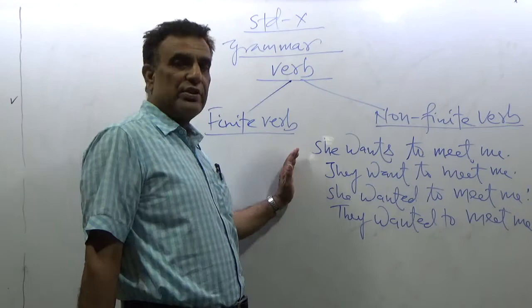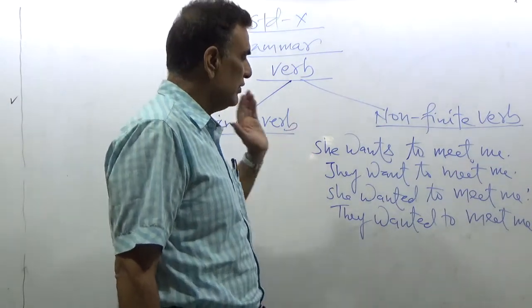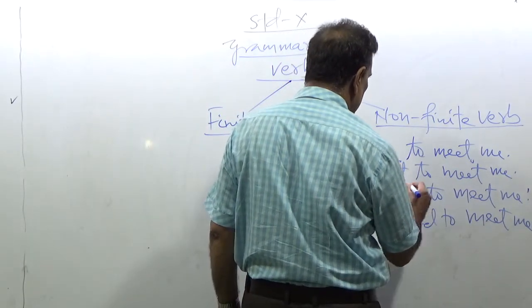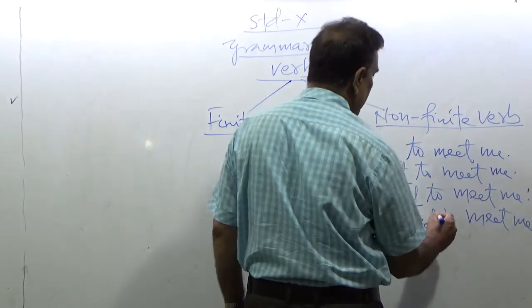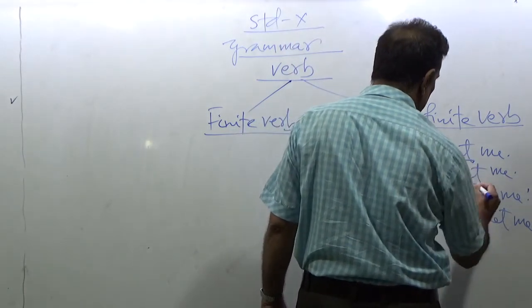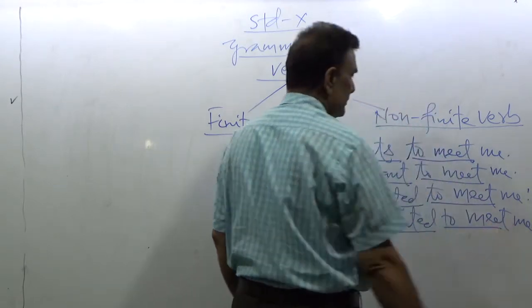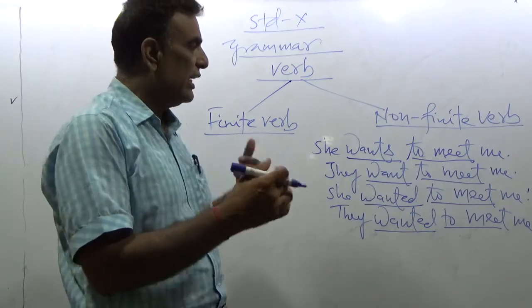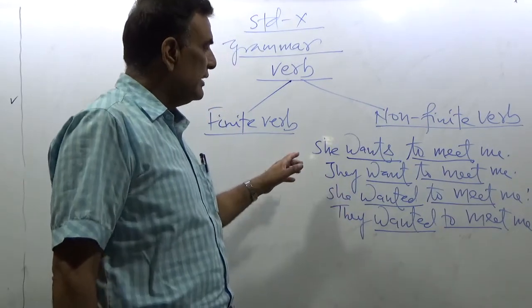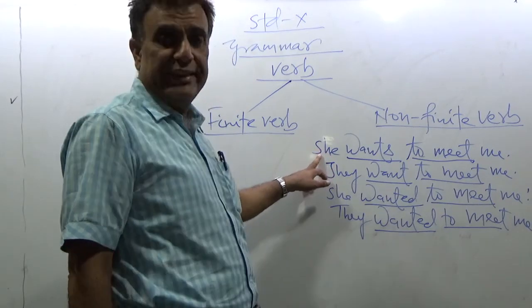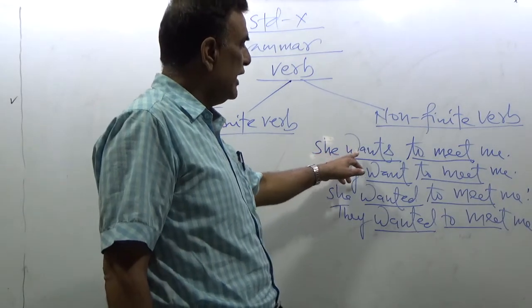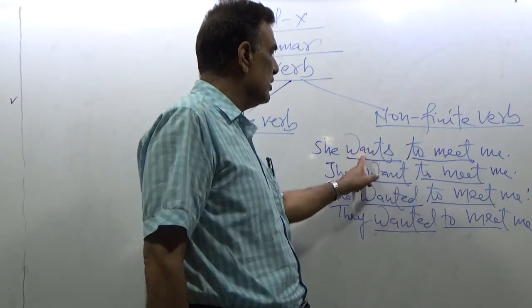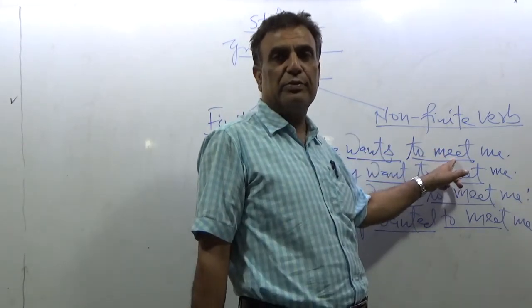See these four sentences. You will find that there are two types of verbs in each. Now you can see the difference between the finite verb and non-finite. How shall we identify them? When the subject is she, the finite verb is wants. She wants to meet me. Here the two verbs are wants and to meet.